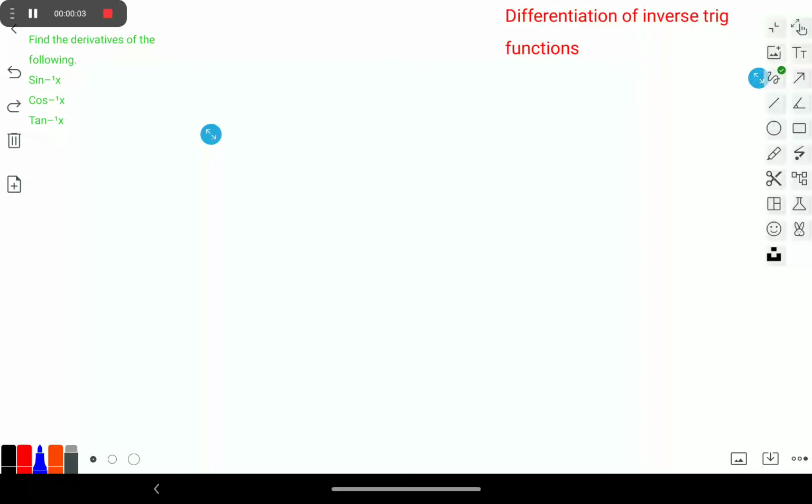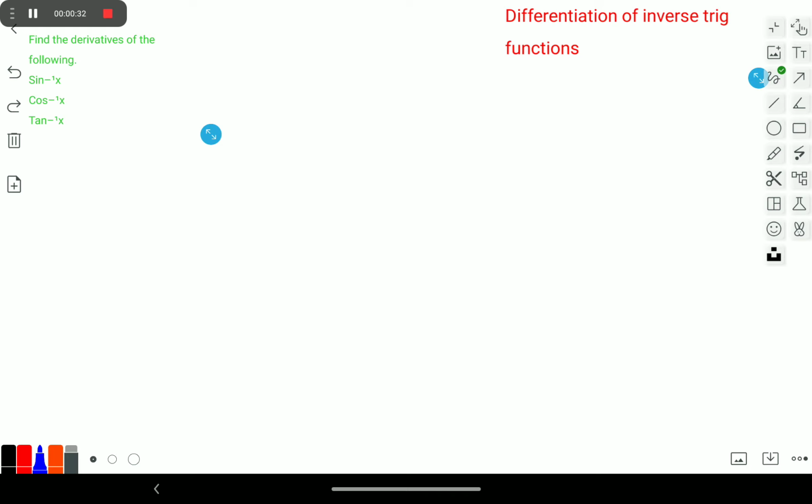Hello everyone. In this video we are going to look at differentiation of inverse trigonometrical functions. In the previous video we just looked at the introduction, covering all the methods of differentiation. Now let us have a look at differentiating the inverse trigonometrical functions. We shall answer the questions here.